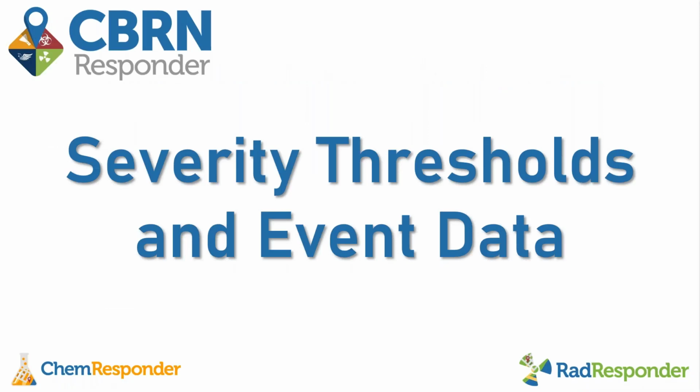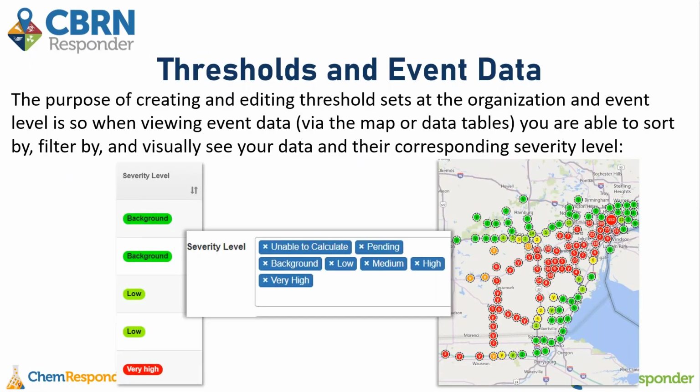So now that we've discussed how to create, manage, and edit threshold sets at both the organization and event level, we'll now discuss the importance of defining severity thresholds and how you can use them to review and assess your event data. The purpose of creating and editing threshold sets at the organization and event level is so when you are viewing event data, either via the event map or the data tables, you are able to sort by, filter by, and visually see your data and their corresponding severity level for greater situational awareness and decision making.